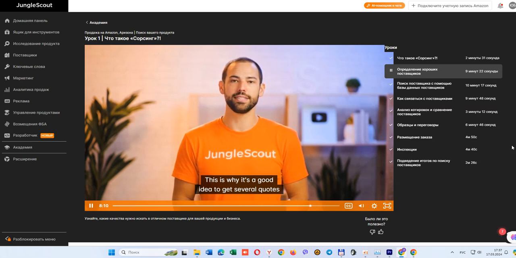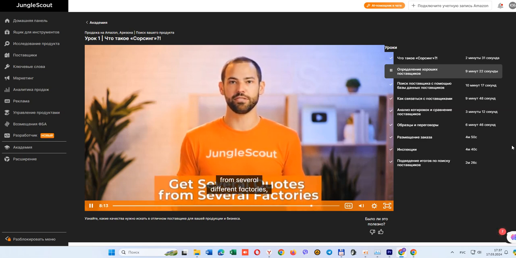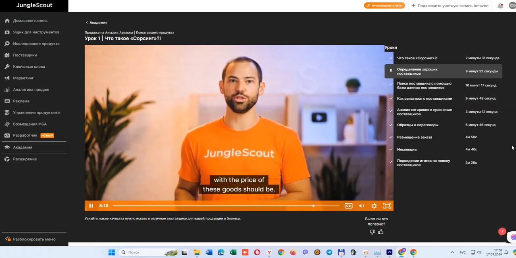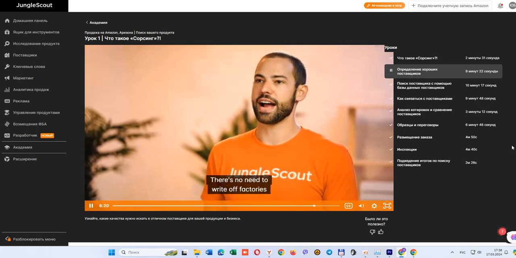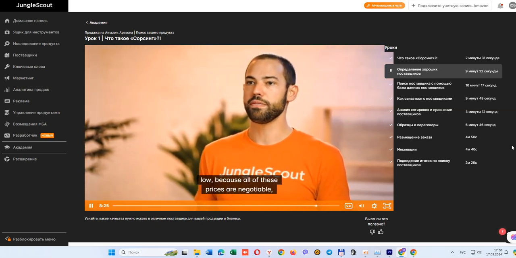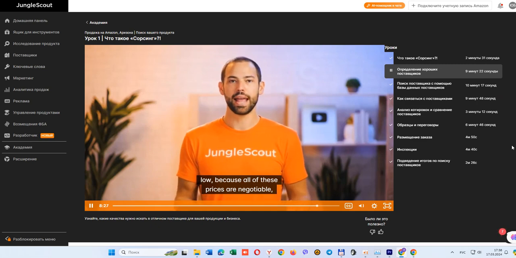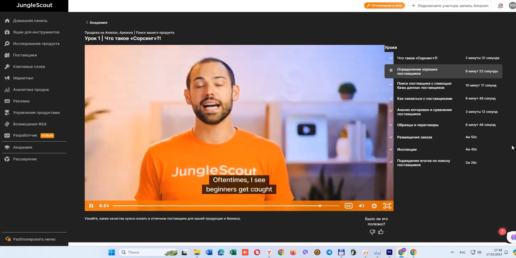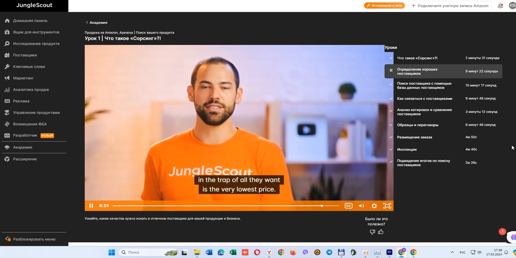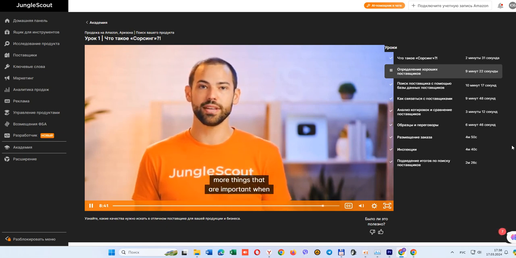This is why it's a good idea to get several quotes from several different factories, because without doing so, it's hard to gauge what the price of these goods should be. There's no need to write off factories right away that quote you something really high or really low, because all of these prices are negotiable, and with a little bit of back and forth, you should be able to clear up any misunderstandings around what they're supposed to produce. Oftentimes, I see beginners get caught in the trap of all they want is the very lowest price. And at the end of the day, there's more things that are important when working with a factory than just the price.